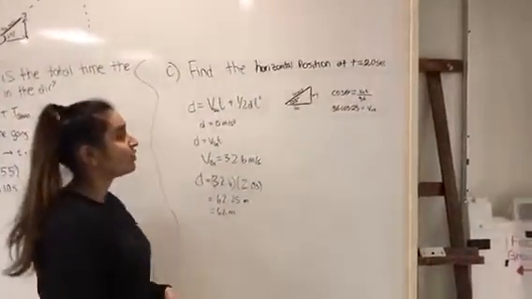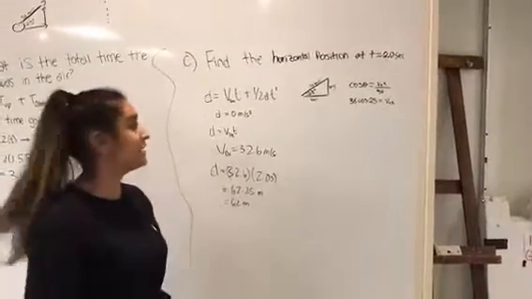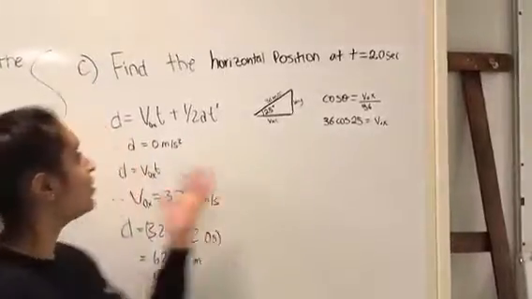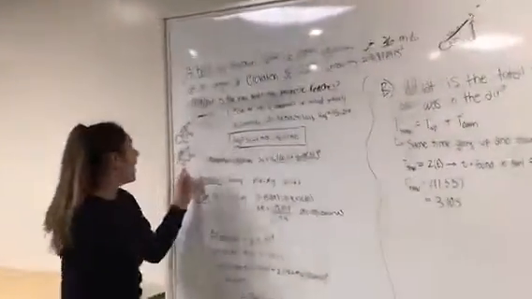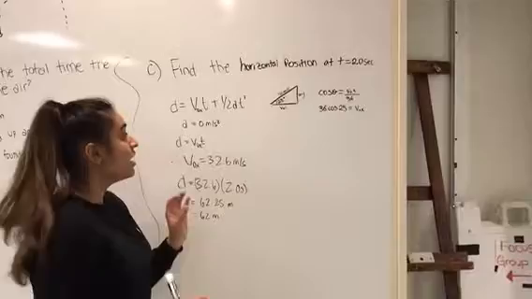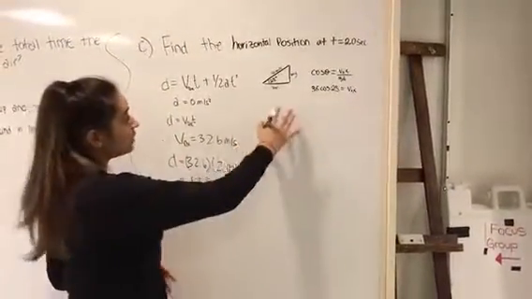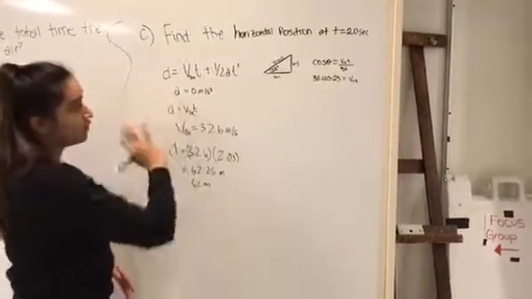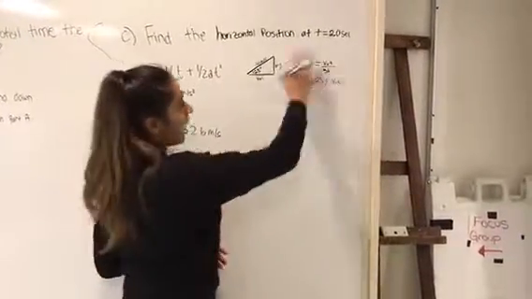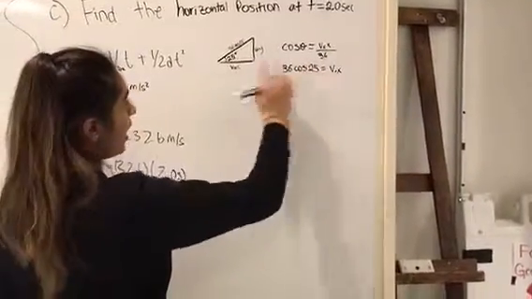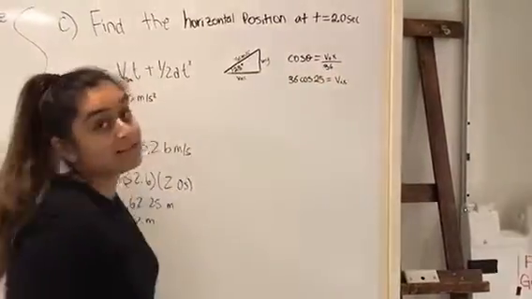Okay, for part C, we're finding the horizontal position at t equals 2 seconds. We will be using our triangle and the trig ratios. As we did in part A, we found the initial vertical velocity. In part C, we're finding the horizontal initial velocity. Using the trig ratios, we're going to solve for the horizontal velocity to solve for the horizontal position. Here I have the equation: cos theta equals horizontal velocity divided by the velocity, which is 36.